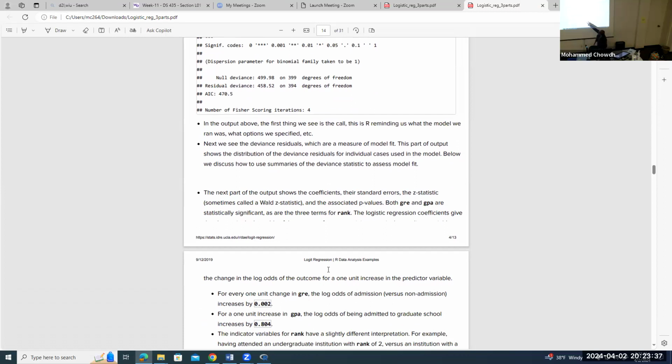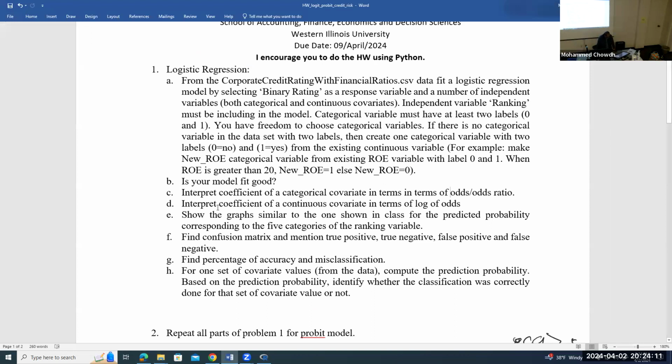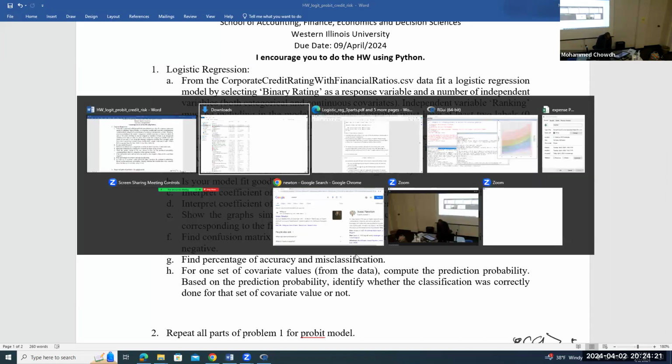So take a look at that. For every unit change in GRE, the log odds of admission increases by this. Understand? Log odds increase by that. For one unit increase in GPA, the log odds of being admitted to graduate school increase by this. So this is the way you have to write your explanation. When I say in the homework problem to interpret coefficients of a categorical covariate in terms of odds and odds ratio, you will have to do this for the categorical one. Now, how will you do the categorical one?